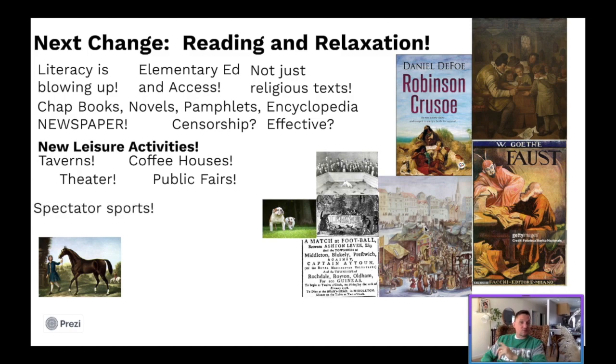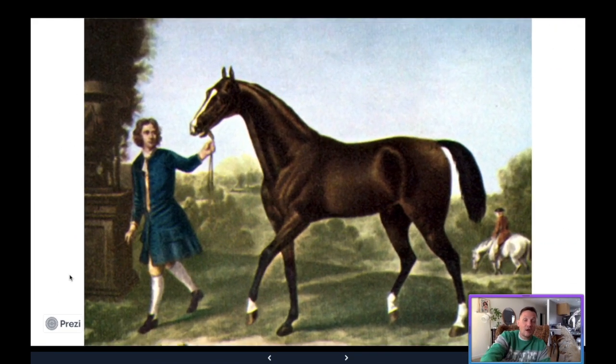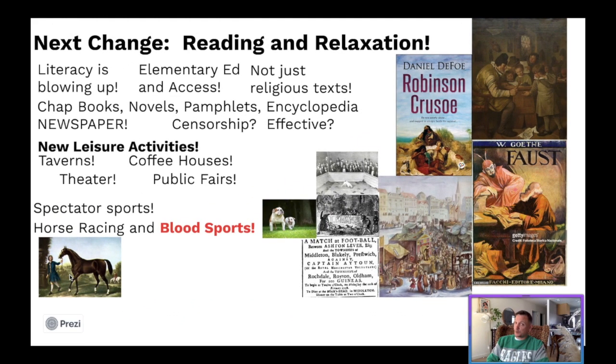Now, another big one is the growth of spectator sports, right? Spectator sports became a very big thing during the post-1700s era, whereas they didn't really exist beforehand. Some of the biggest ones you could go and see were horse racing, which was very common. I know Maylie Reese is a big fan of horses. Horse racing was a very common spectator sport during the 1700s.